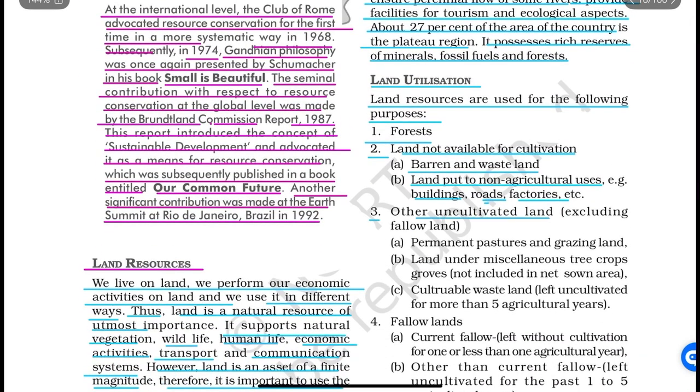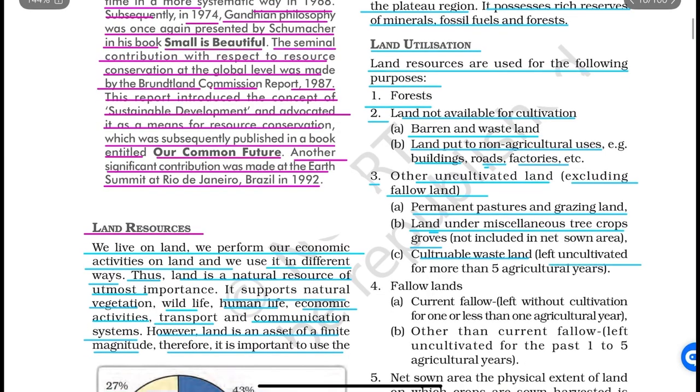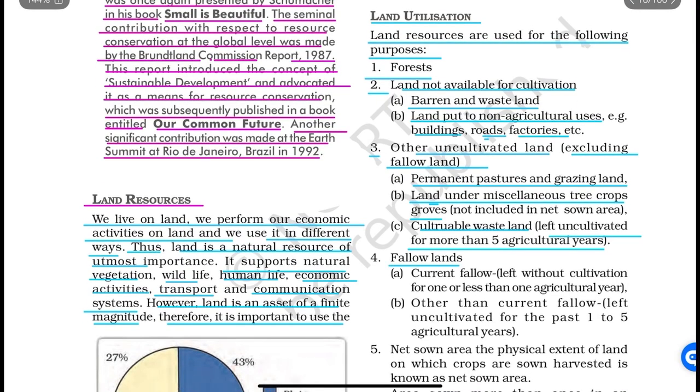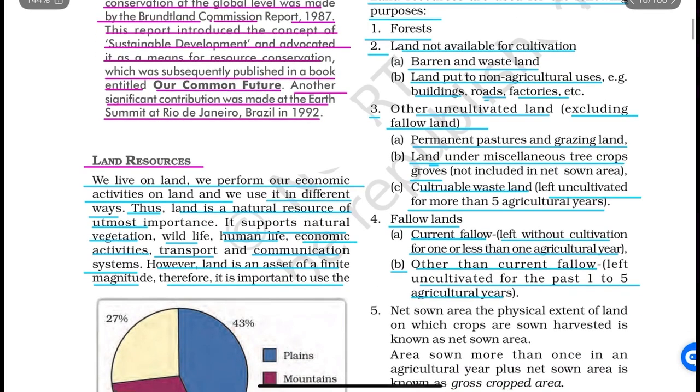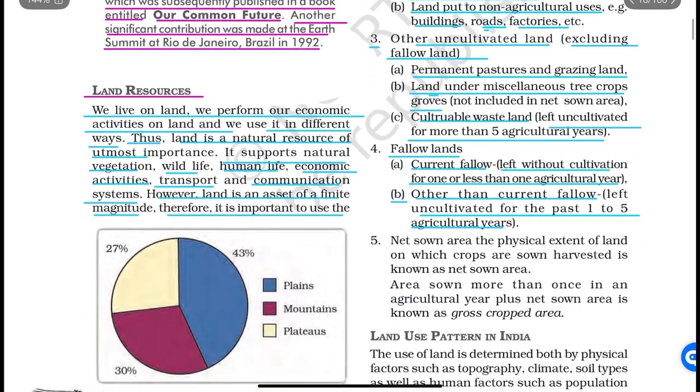Third, other uncultivated land excluding fallow land: permanent pastures and grazing land, land under miscellaneous tree crops and groves, and cultivable wasteland left uncultivated for more than 5 agricultural years. Fourth is fallow lands. A, current fallow, left without cultivation for one or less than one agricultural year. B, other than current fallow, left uncultivated for the past 1 to 5 agricultural years. Okay, so this is your land utilization.